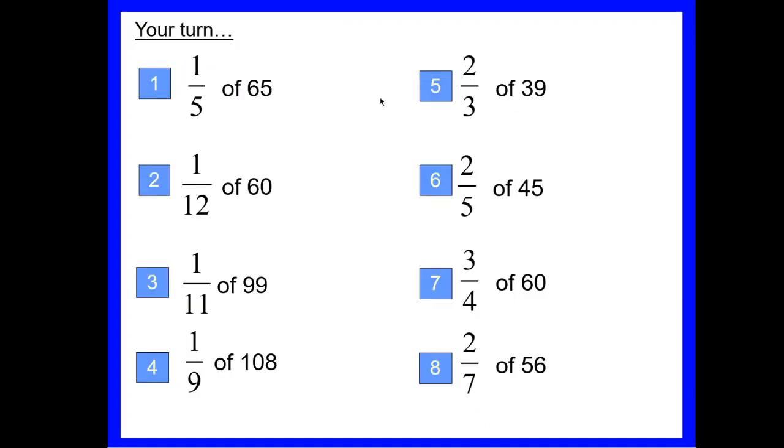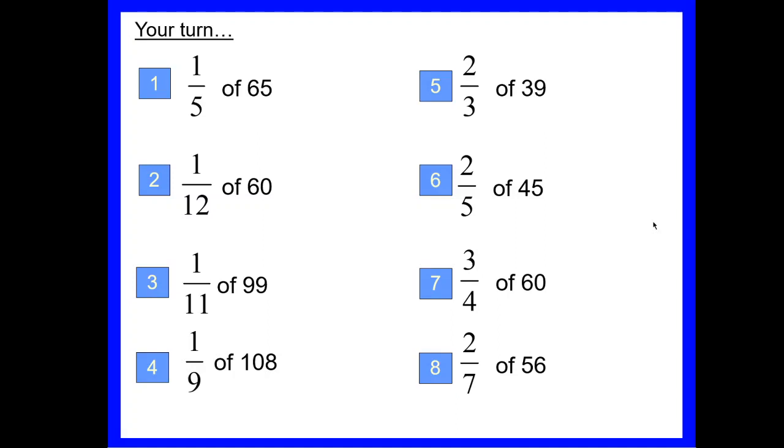Okay, so some more questions here then. Make sure you follow the same pattern as the examples. Pause the video and have a go at these. Okay, let's have a look at the solutions then.